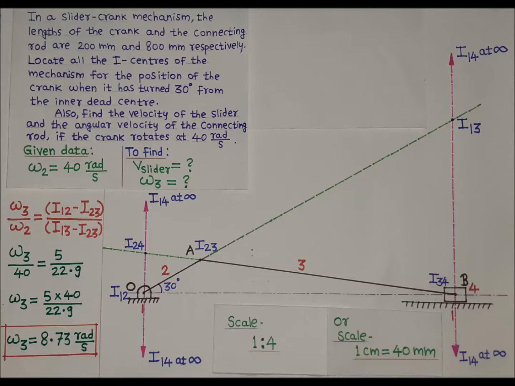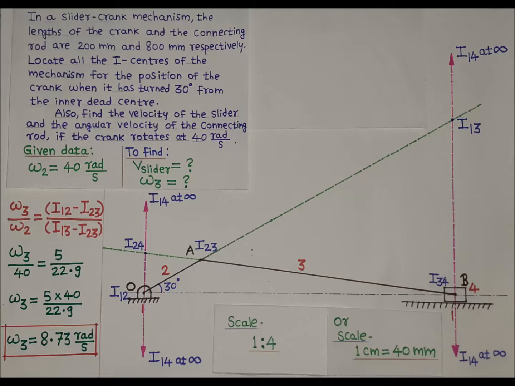We can also measure the distance between ICR I13 and I23. That is, I13 I23 is equal to 22.9 centimeter. Therefore, omega 3 is equal to 5 into 40 divided by 22.9. Whatever distances we have measured are scaled distances. There is no need to convert these distances into actual distances, because even if we do it, the ratio of the distance will remain the same.